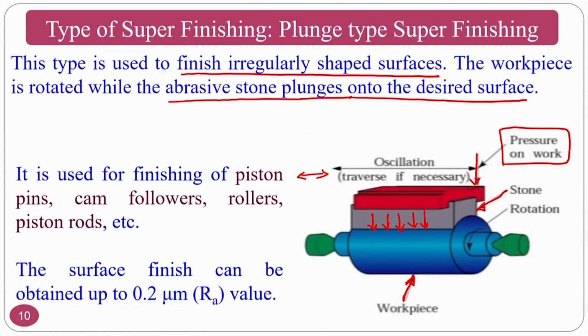It is used for finishing of piston pins. Some of the examples where you will use it are piston pins, cam followers and rollers, and piston rods. These are the common applications where you will use the plunge type of super finishing, and normally the surface finish can be obtained up to 0.2 microns of average surface roughness. Ra stands for CLA, that is nothing but central line average value.